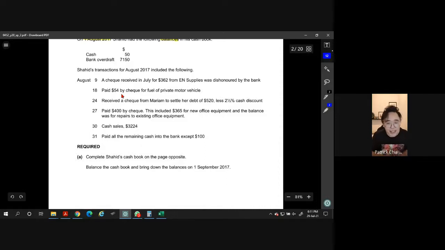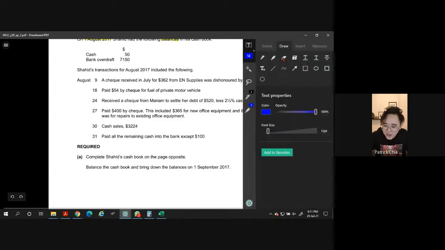Okay, then put fuel. Put fuel is also wrong in this part. So why? I feel it's petrol, right? But it's also wrong because of the keyword. The word private.